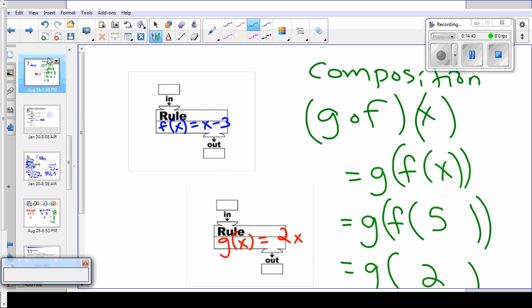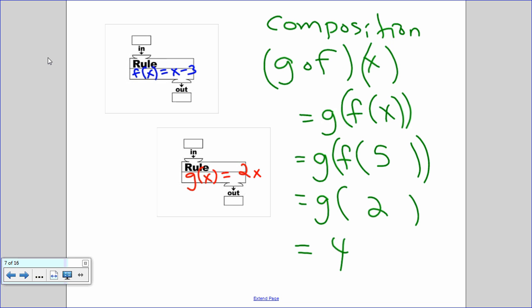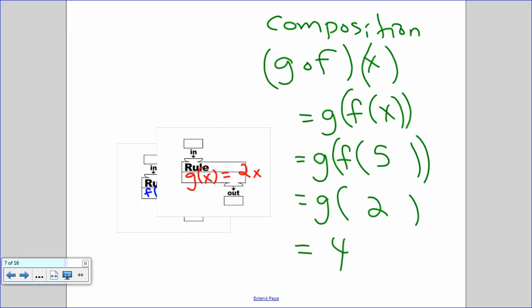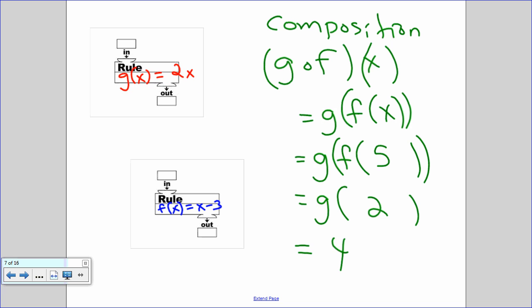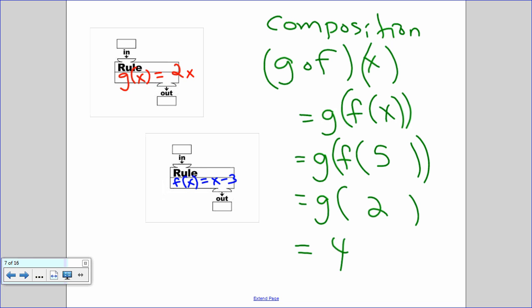All right, so one thing we have to think about with composition is that the order does matter. So let's do this. Suppose that we go into the function factory warehouse, and we actually switch these around. So now f of x is on the bottom. So let's plug the same number in. Let's plug 5 into this machine.